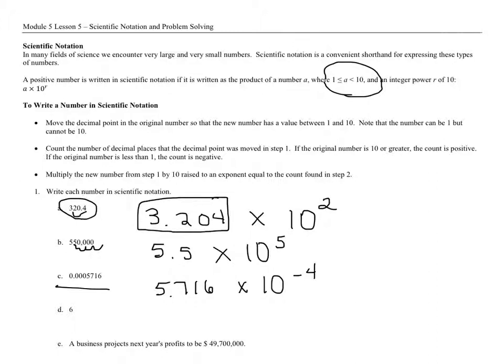And last but not least is D here. D says, well, 6 is already a number between 1 and 10, right? So how do I write that into scientific notation? Well, it's going to be 6 times 10 to the, I didn't move the decimal, so it's going to be 10 to the 0, which makes sense because 10 to the 0 is 1. 6 times 1 is 6.